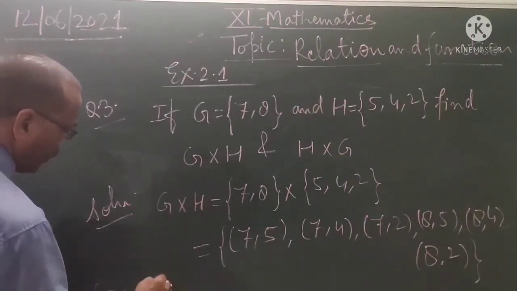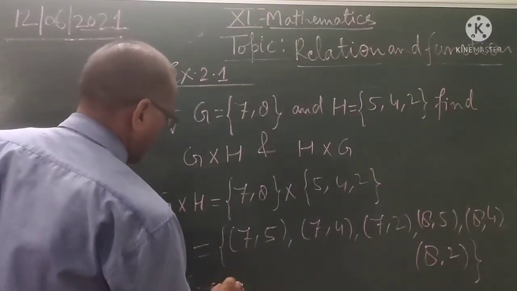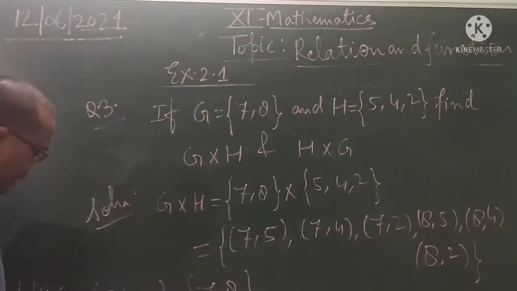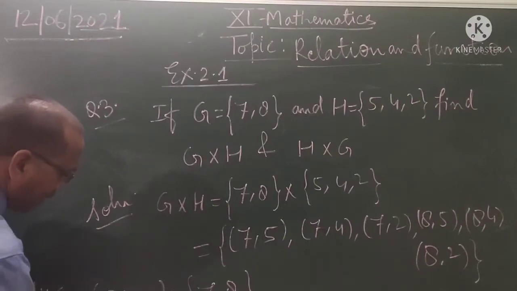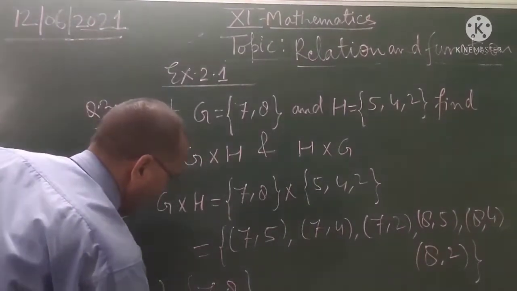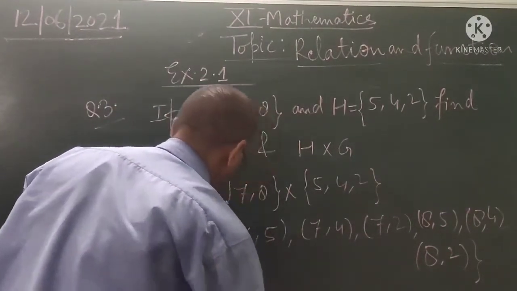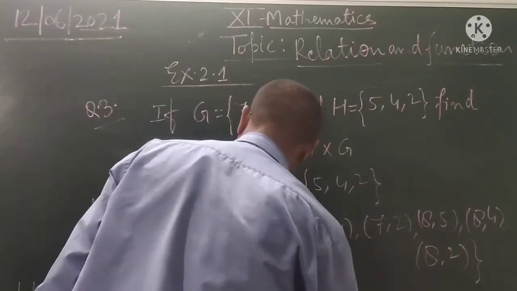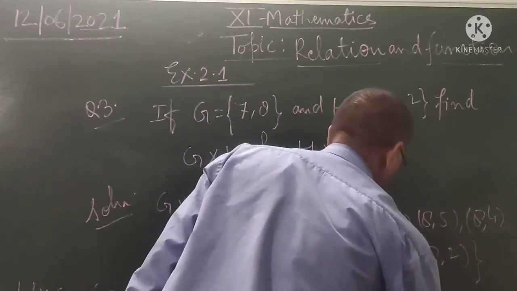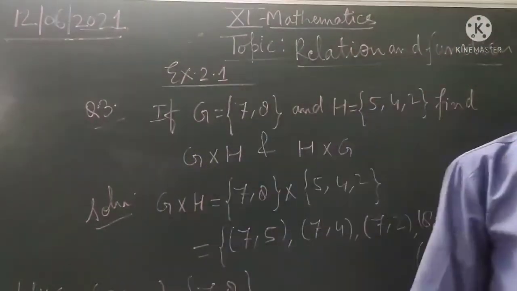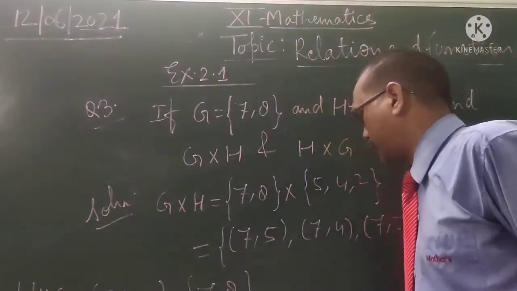{5, 4, 2} cross {7, 8}. It is (5, 7), (5, 8), (4, 7), (4, 8), (2, 7) and (2, 8). There are also 6 elements. 1, 2, 3, 4, 5, 6.